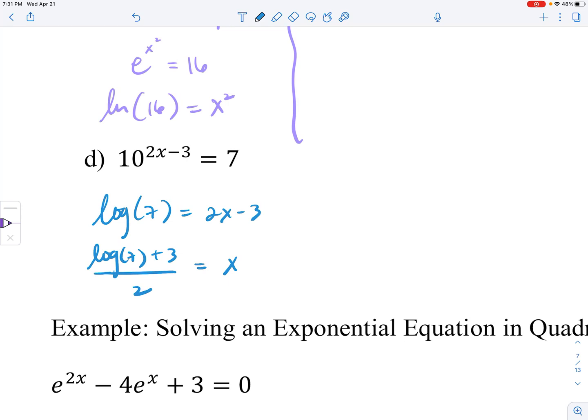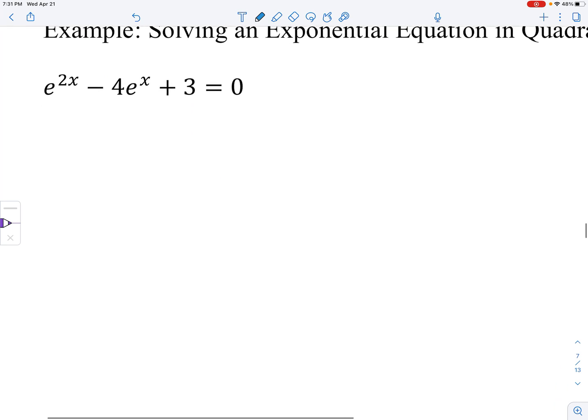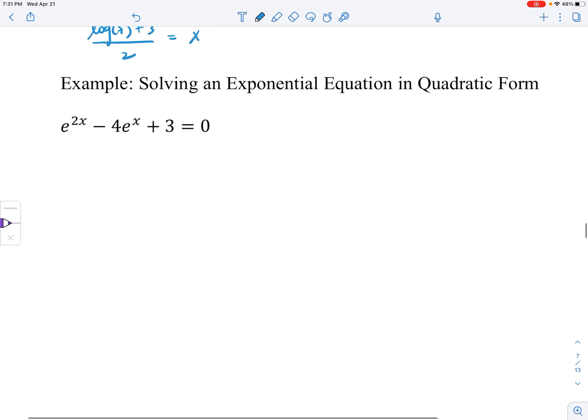That's our exact value for x. Now, sometimes we have exponential equations that we can think of as behaving like quadratics for how we solve them. If we have e to the 2x minus 4e to the x plus 3 equals 0, you can try and factor it like you would a trinomial quadratic. Just using guess and check is probably the fastest.